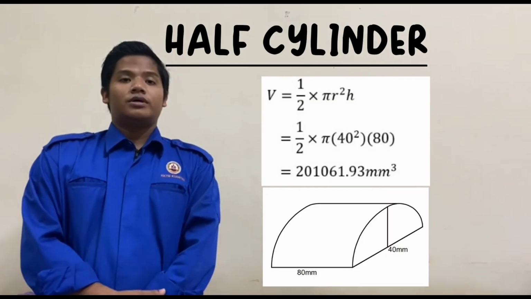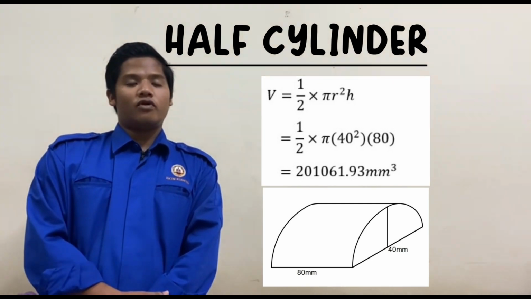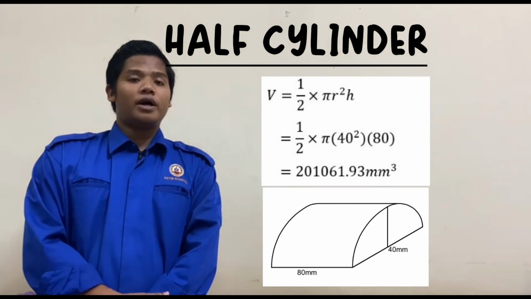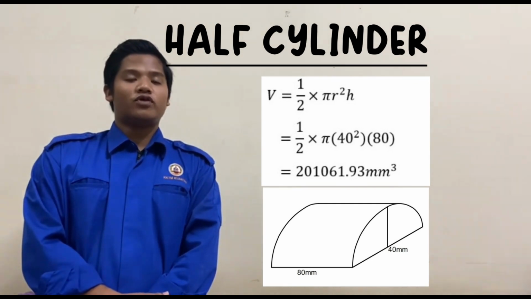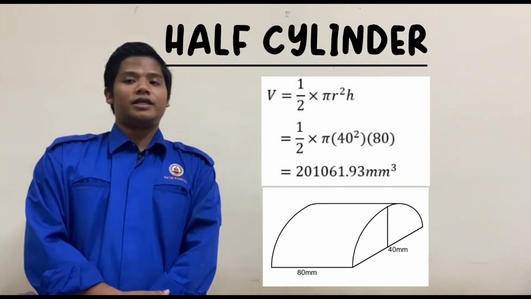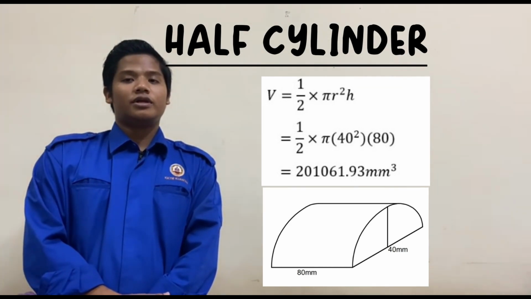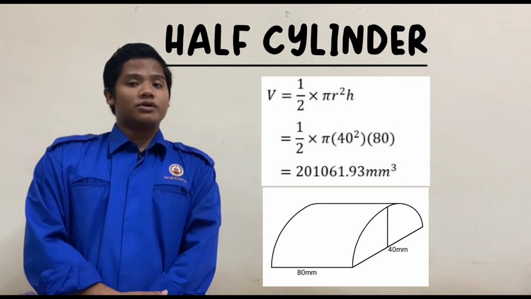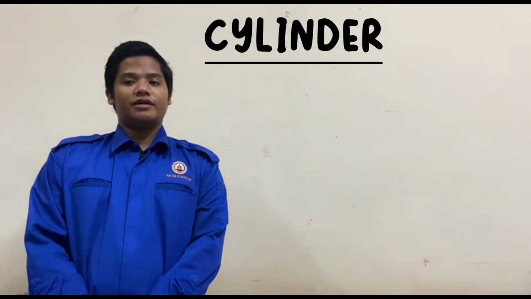The next part of the toy is the semi-cylinder. The formula of volume for the semi-cylinder is 1 over 2 pi r square h. The radius of the semi-cylinder is 40 millimeters and the height is 80 millimeters. Substitute all the values into the equation and you will get the answer 201,061.93 millimeters cube.